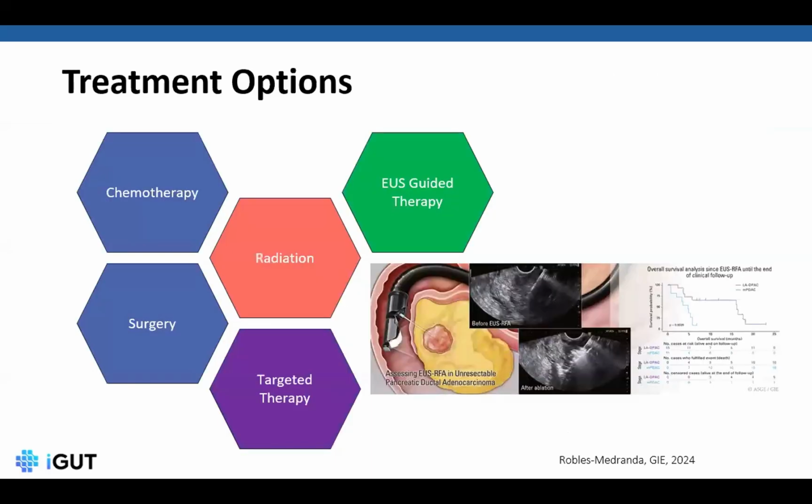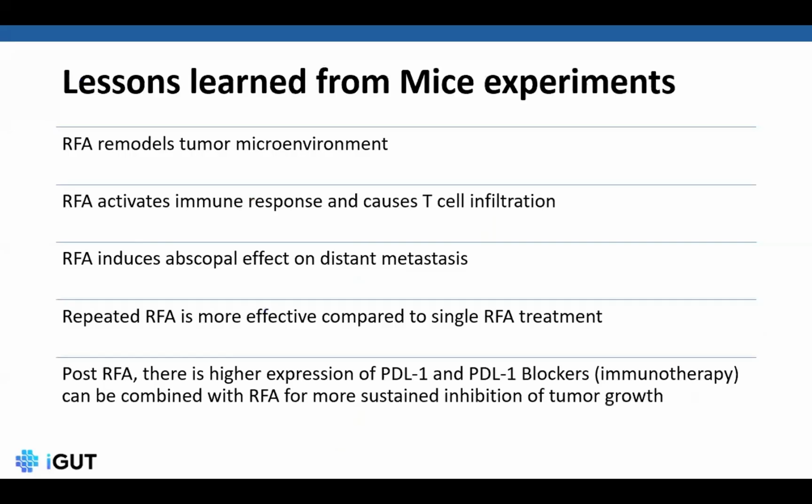When we look at treatment options in pancreas cancer, chemo and surgery are the standard of care, with radiation as a palliation role. Recently, targeted therapies are emerging, but I strongly believe that EUS-guided therapy has a role in treatment of pancreas cancer.